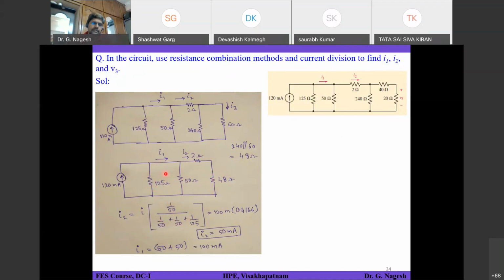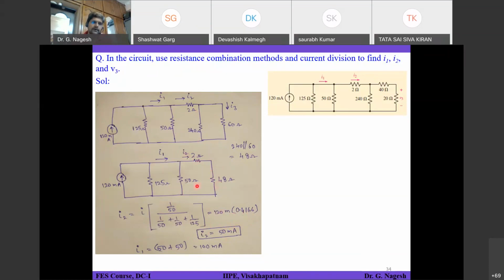Okay, so you can approach that method also, you can approach this method also. There is nothing wrong, but here I have followed this method. Straight away I tried to find out current I2. The total current into the combination of this entire resistor was observed to be 0.4166. If you multiply these two, you get I2 equals 50 milliamperes. So I2 here, which is flowing through this series combination of 2 and 48, is 50 milliamperes.